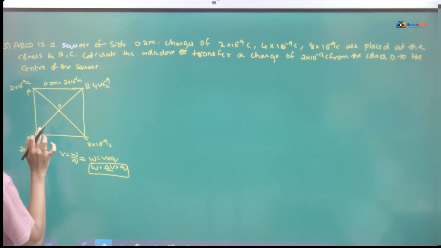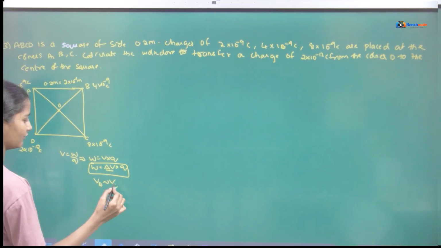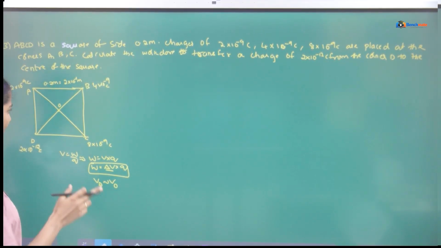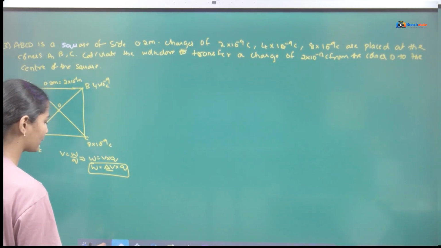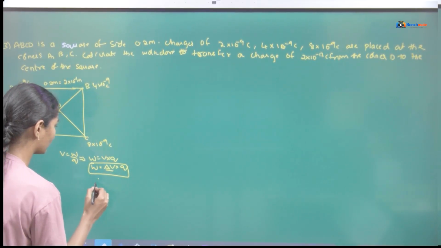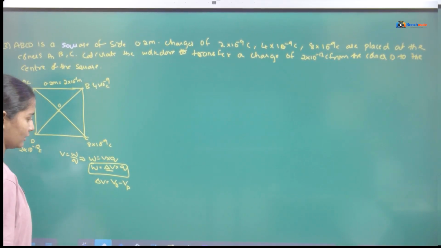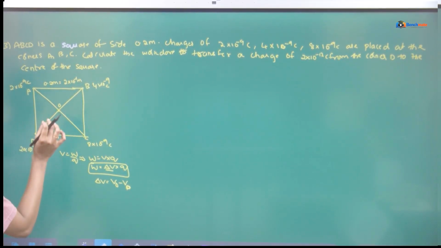So delta V is potential at D minus potential at O, or potential at O minus potential at D. We are moving from D to O, right? So delta V is nothing but VO minus VD. So first I need to calculate the potential at O, then I have to calculate the potential at D.